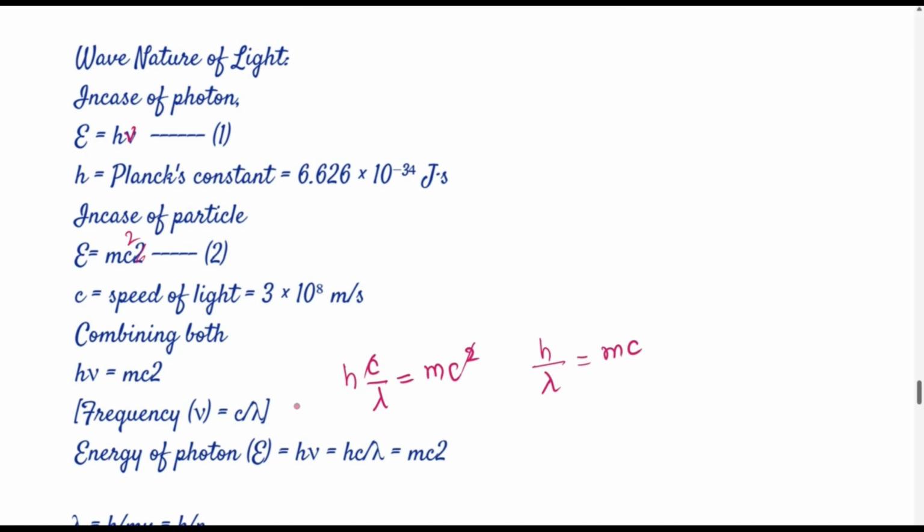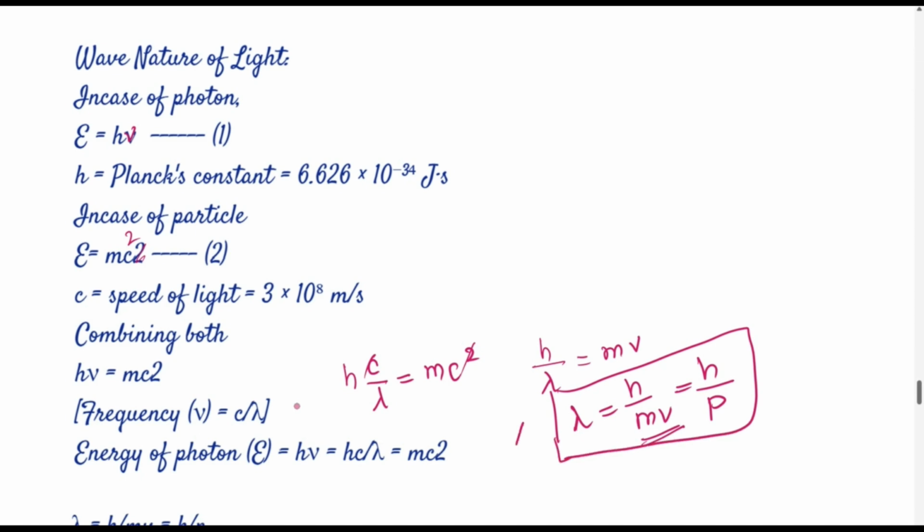right? So c is the velocity of light, and in case of waves we'll talk about that velocity. So I can take that as v, right? So if I want wavelength, it is equal to h by mv. So what is mv? Mass into velocity, this is momentum, h by p. So this formula, please note it down, this is super important.